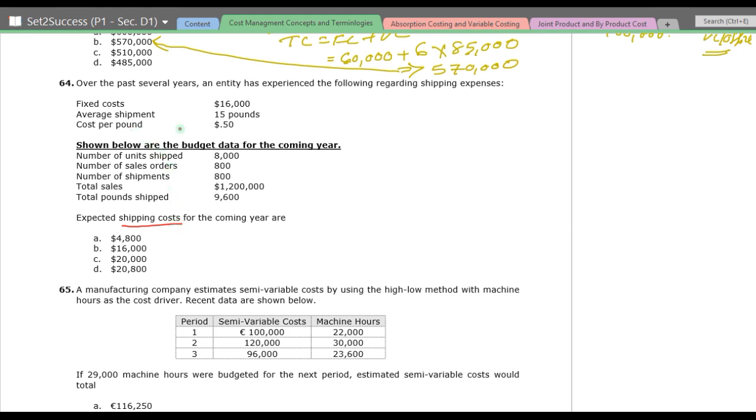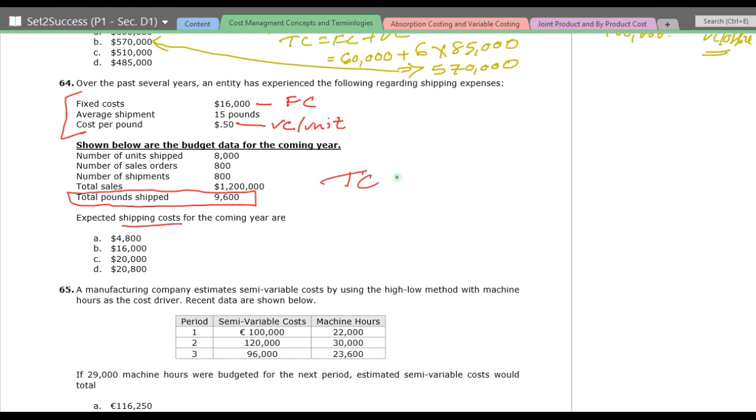So cost per pound, this is variable cost and this is your fixed cost. This is variable cost per unit and they're asking for shipping cost, total pounds shipped. So shipping cost will be total pounds shipped. This is the activity and these are the cost. So now let us find the expected shipping cost.